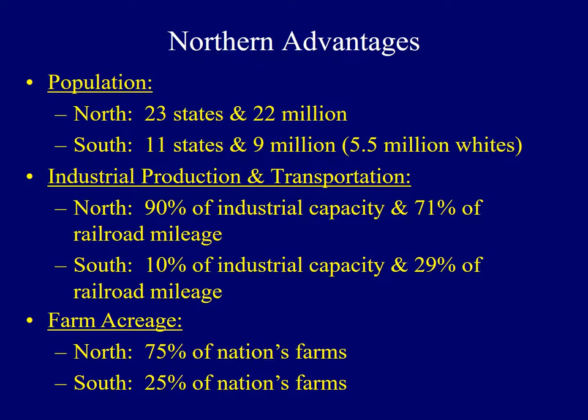Finally, most acknowledged that the South's economy was based primarily on agriculture. However, their number one crop was cotton. You couldn't eat cotton. The North had 75% of the nation's farms, including most of the livestock, wheat, and corn production.